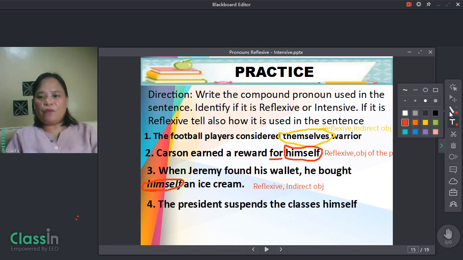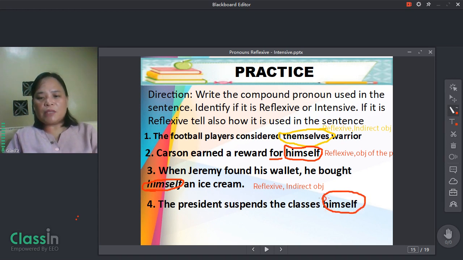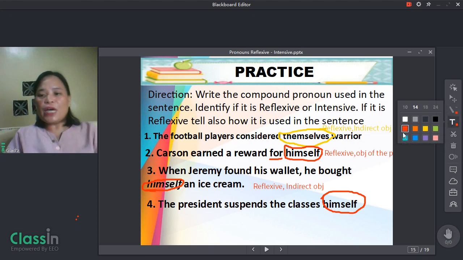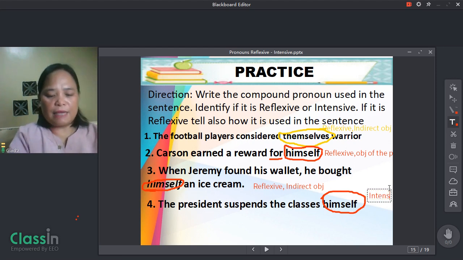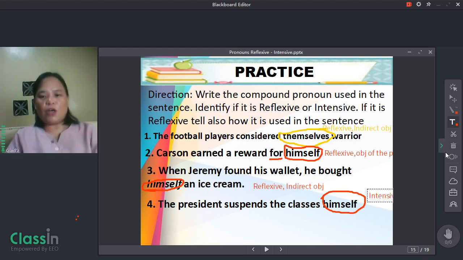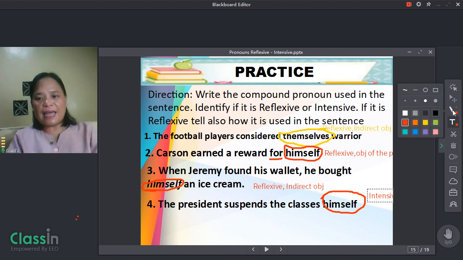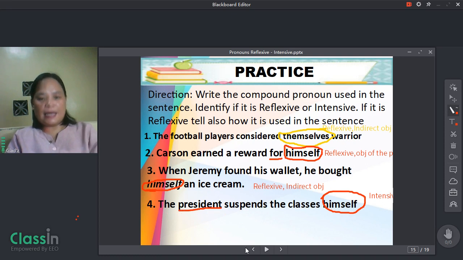In number four, the compound pronoun here is himself. And it is used as what? The president suspends the classes himself. It is an intensive pronoun because it's just used to emphasize that the president is the one who suspended the classes.